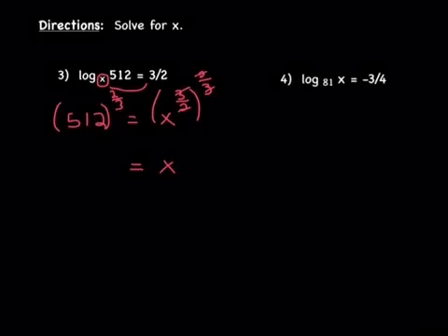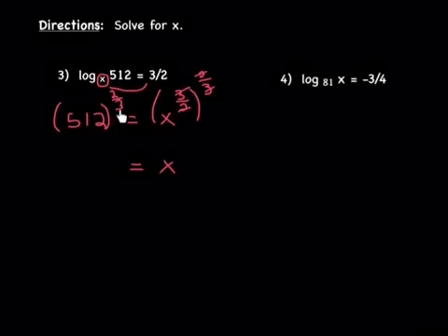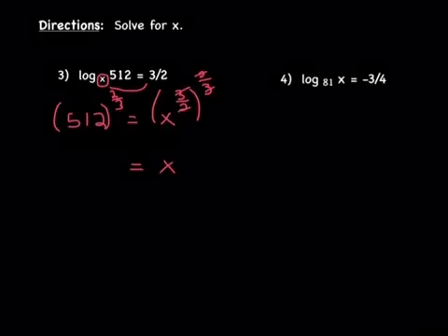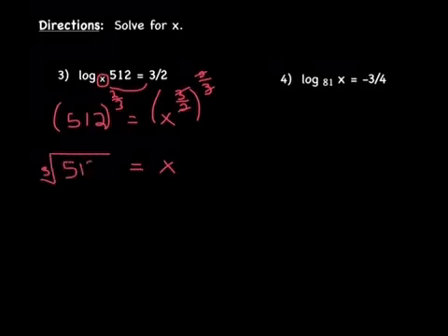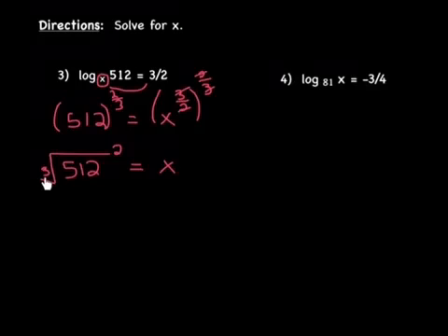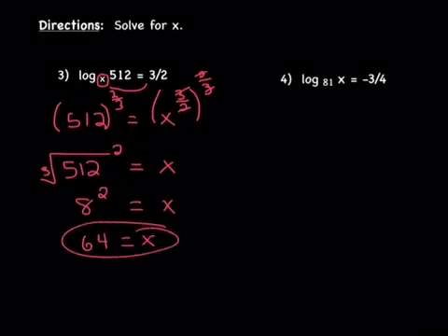If you remember, if we have a fractional exponent, we do power over root. So that means we're going to have the cube root of 512 to the second power. So let me write that out. The cube root of 512 to the second power. All right, so the cube root of 512 is 8. So we have 8 to the second power equals x. And 8 squared is just 64. So we wind up with x being equal to 64.